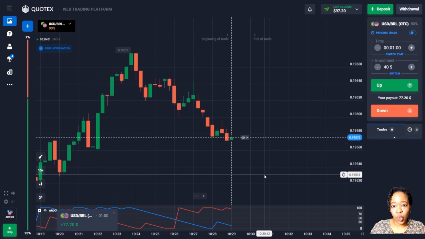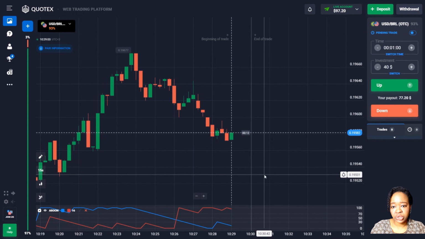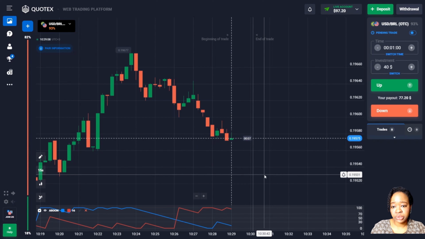So guys, this is quite interesting because you can notice the price moves down and my trade closed lower than the entry point, and also 1 minute was perfectly enough for this trade here. Thus I understand my first trade is quite profitable.